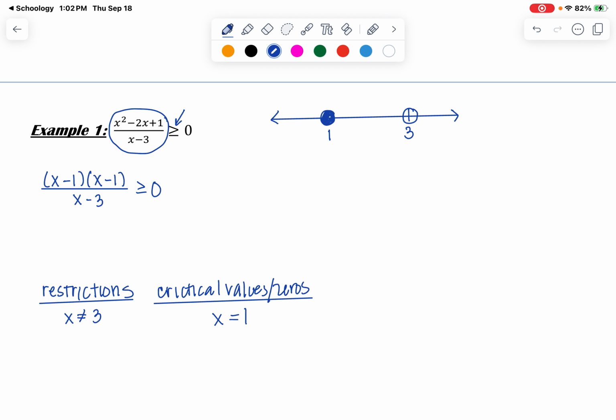All right, now we have to see, are we including these values? Are we including these values? Are we including these values? Okay, so we're gonna test a point in each, and then I'll also remind you of the shortcut way, and then I'll do the shortcut for the rest of the video, okay?